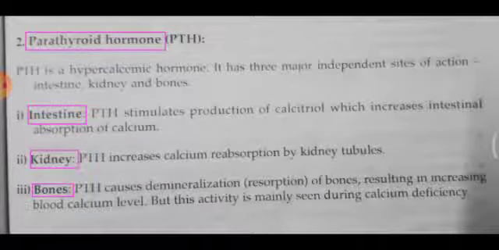Coming to the parathyroid hormone, it is a hypercalcemic hormone, and it also acts at three sites. In the intestine, it stimulates the production of calcitriol, which in turn helps in the absorption of calcium, whereas in the kidney it helps in calcium reabsorption, very similar to what we have just discussed. And in bones, it helps in the demineralization process, resulting in an increased blood calcium level. That means it removes calcium from the bones and maintains the calcium level in the blood. When calcium is removed from the bone, the bones become weak, because it is being removed to maintain the calcium level in the blood during a deficiency condition.